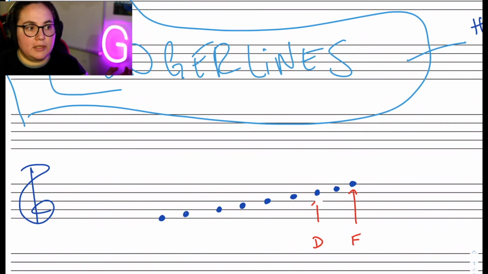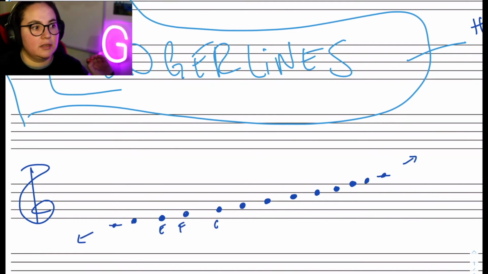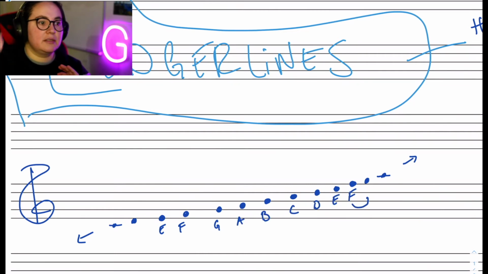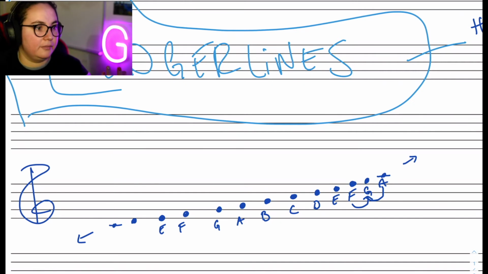Now, here's where ledger lines come in. Ledger lines go infinitely beyond in both directions, and they are extensions of what we had. So if we went E, F, G, A, B, C, D, E, F, when we go a space above that F and it's sitting on top of the line, now we're going to call that G. If we go above that, we have to add a line through it to extend our staff. We'll call that A, etc., etc.